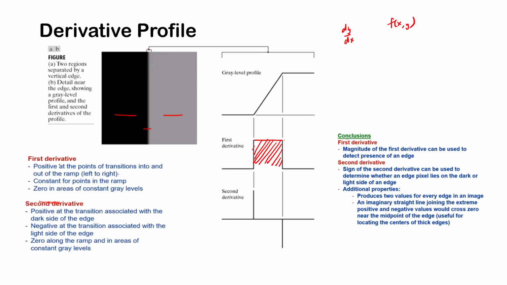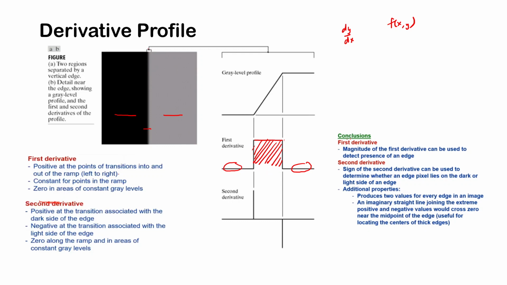This is called the first derivative. So what does it mean? It is positive at the points of transition into and out of the ramp. So it means that when it's going up, at the transition it has a positive value, and after the change finishes it goes back down because there is no more ramp here. This is the meaning for the second one: constant for points in the ramp. So there is a constant here for points in the ramp. This is positive. Lastly, it is 0 in areas of constant gray level. So these will be the 0 areas. This is a positive ramp, and going down is also a positive ramp. Okay, so this is the first derivative.